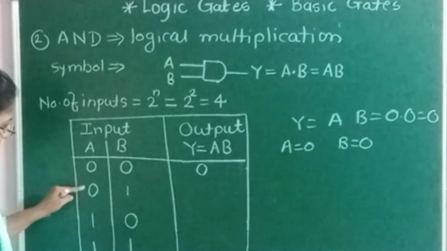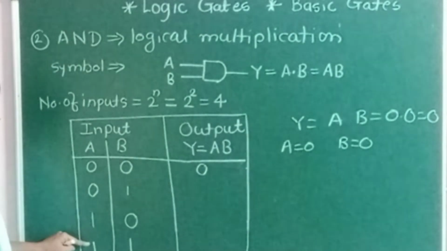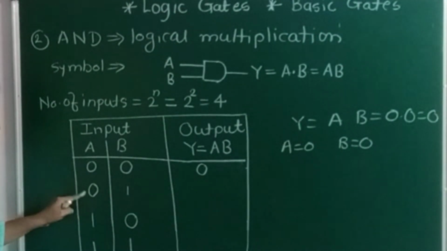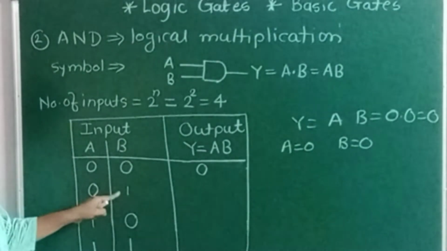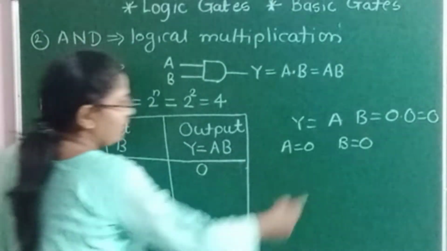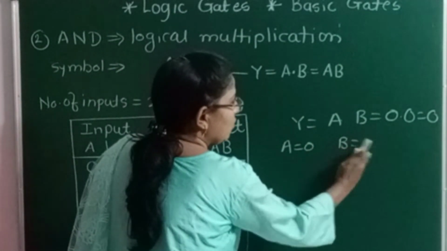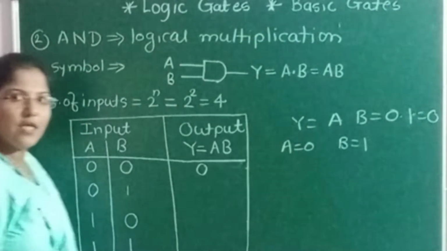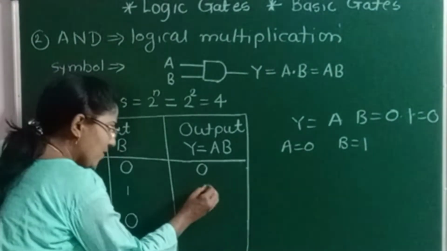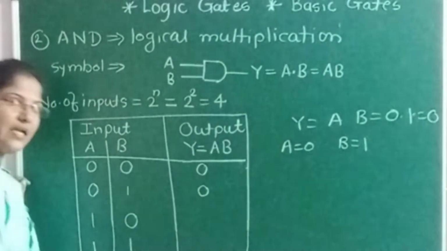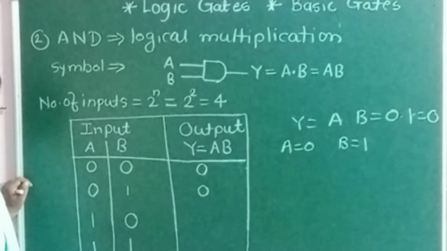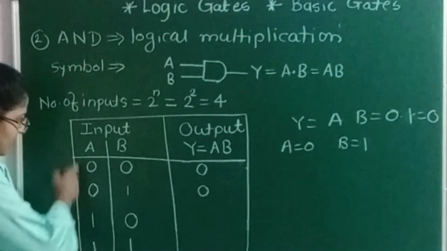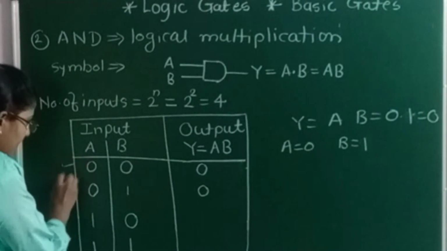Now in the same way we can continue for the remaining input combinations also. See the second one where A is equal to 0, B equal to 1. So the value of A is 0 and B equal to 1. So 0 into 1 again equals 0. Why? Because in multiplication, if at least one of the inputs is 0, then the output is going to be 0 only.